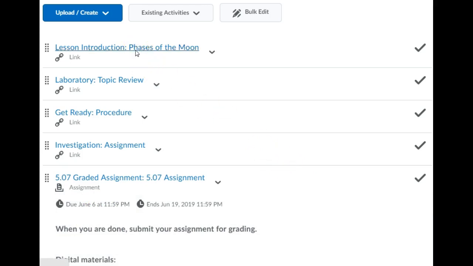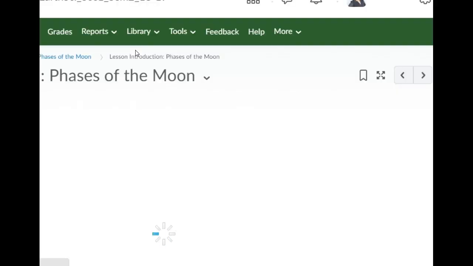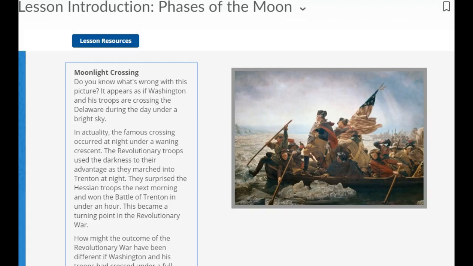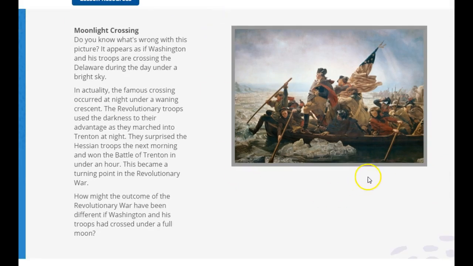But we're going to start with our lesson introduction and take a look at some of the phases of the moon first. So let's start out by taking a look at our lesson introduction. And so it starts out with a picture here and an introduction that says, "Do you know what's wrong with this picture? It appears as if Washington and his troops are crossing the Delaware during the day under a bright sky. In actuality, the famous crossing occurred at night under a waning crescent.